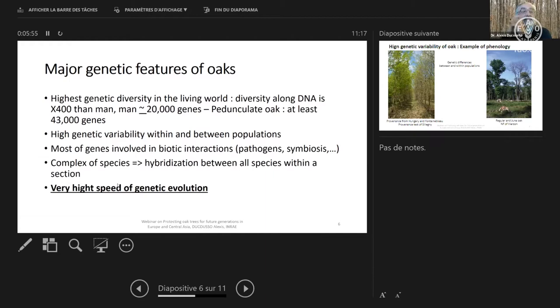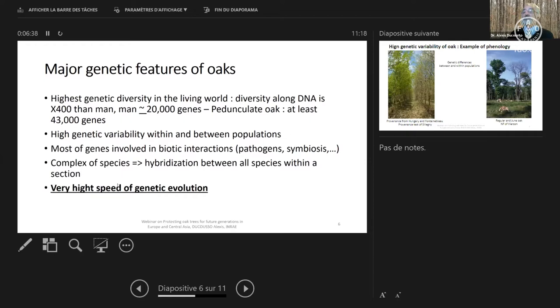The species also has very high genetic variability within and between species, and we will illustrate this with two photos. Most of the genes are involved in biotic interaction, symbiosis, and pathogen. That means the genus Quercus is really well equipped for living with pathogens. It is also a complex of species. It is not two species. And hybridization occurs between all species within a section. And this species also has a very high speed of genetic evolution. And it is really striking on this point.